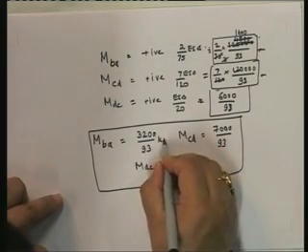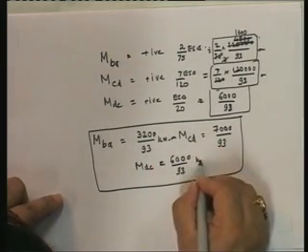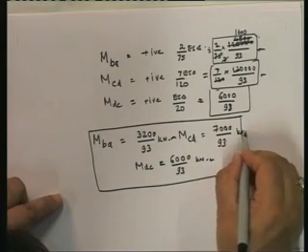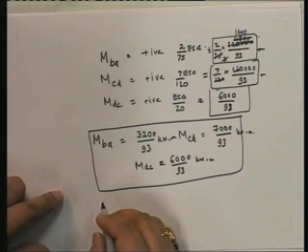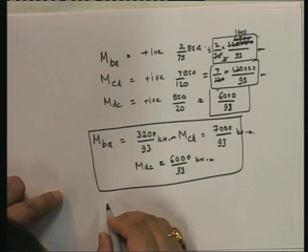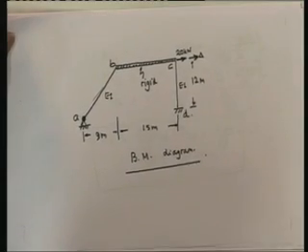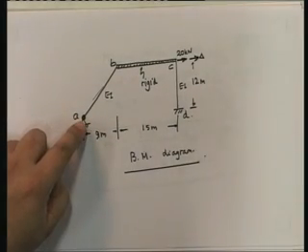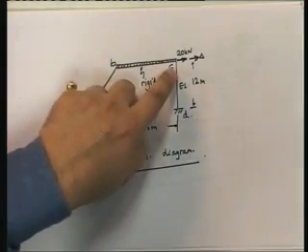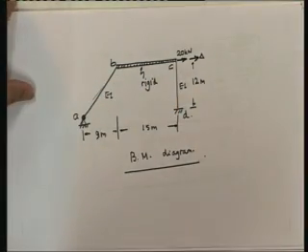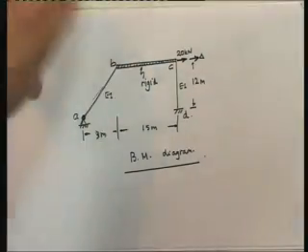These are kilonewton meter, kilonewton meter, kilonewton meter. Now what is MBC equal to? You see, because what we have done here is, let's look at this. MAB I know is 0. I found out MBA, I found out MCD, and I found out MDC. What do I need to find out? I need to find out what MBC and MCB are.